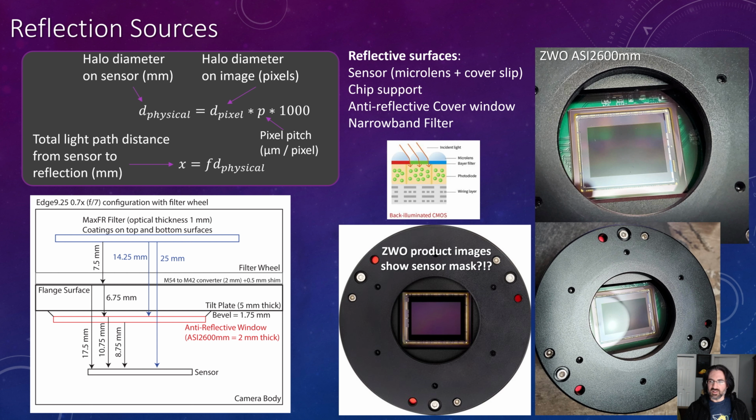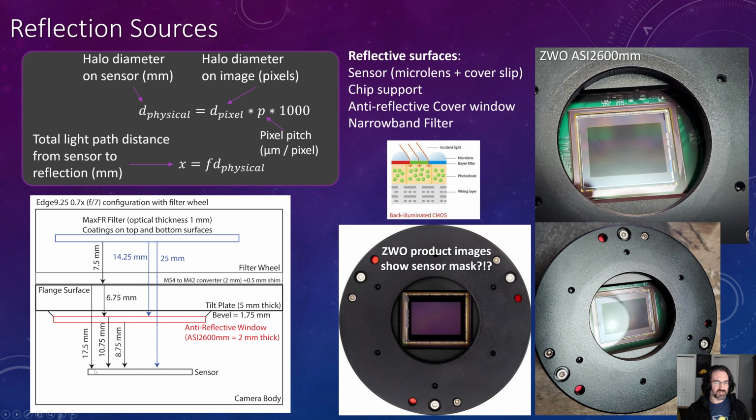So in doing some reading on Cloudy Nights and watching some other videos, there is a way to understand where these reflections are coming from by doing some simple calculations. If you calculate the diameter of the halo in your image and record that as diameter in pixels, multiply that by the pixel pitch of your sensor, and multiply that by 1,000 to convert microns to millimeters, you can get the halo diameter on the sensor in millimeter units. You can then take that halo diameter and multiply it by your focal ratio to get the total light path distance from sensor to the reflection.